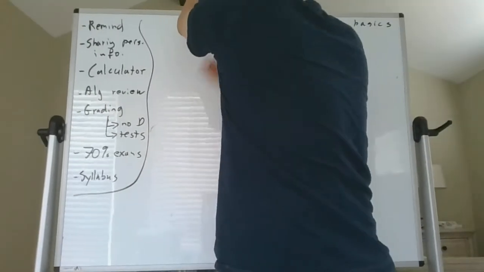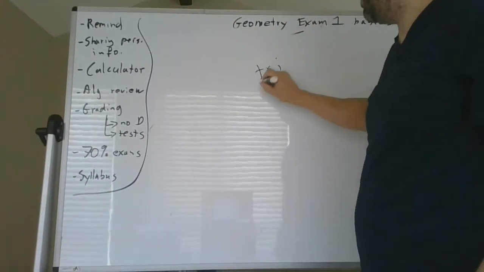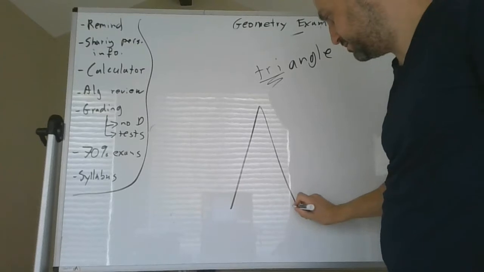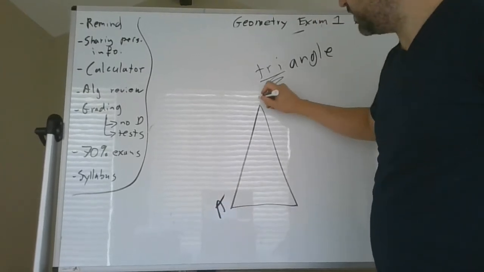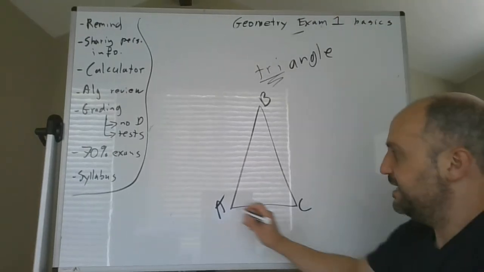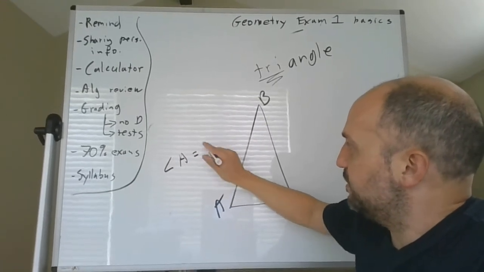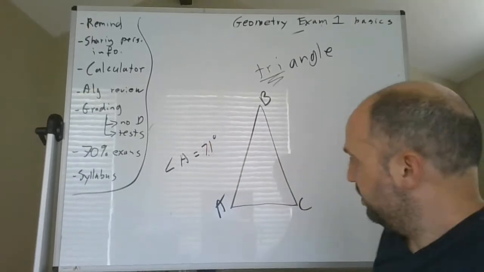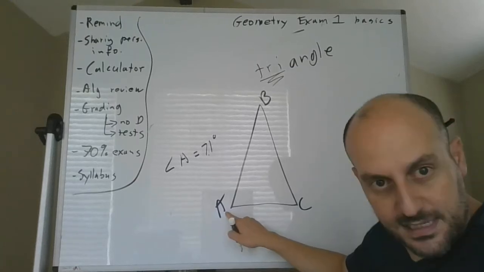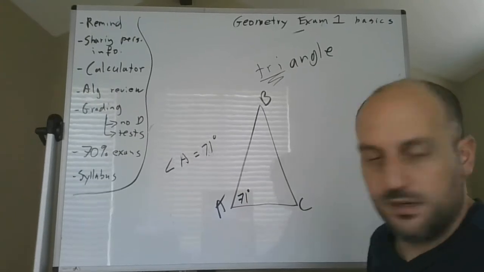Okay? So let's say you have a triangle. A tri, meaning three, angle. Well, a triangle is this. I'm going to call this triangle ABC. Well, I could say angle A is equal to 71 degrees. Do you guys know what angle I'm talking about when I say angle A? Yeah, probably you do. Angle A is this one right here. It's the only thing that can be angle A. That is 71 degrees. Cool.